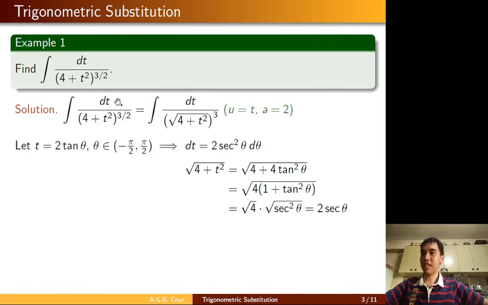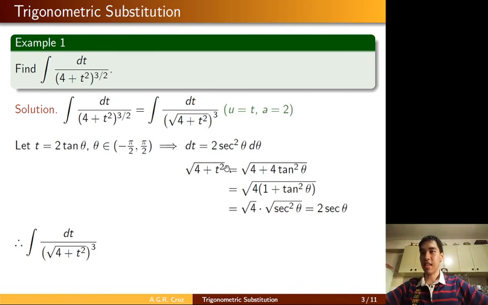Okay, so you now have dt in terms of theta. You have 4 plus t squared in terms of theta as well. So we can integrate now. So the old integral, if we now express that entirely in terms of theta, what do you get? So your dt, remember, it's 2 secant squared theta d theta, no? So replacing dt with this one here, ito yung magiging bago nating numerator.